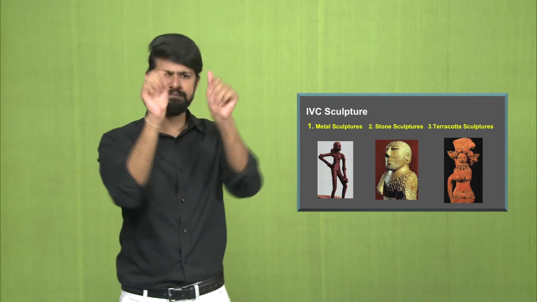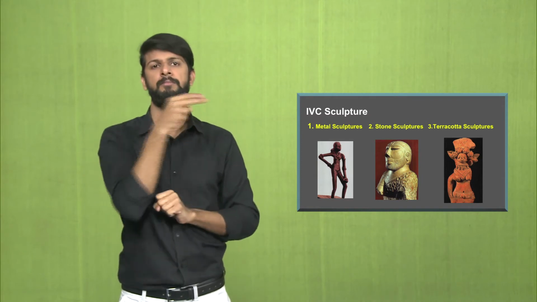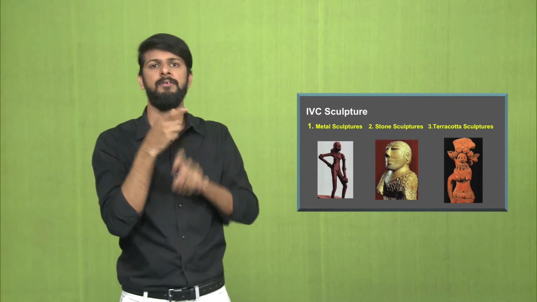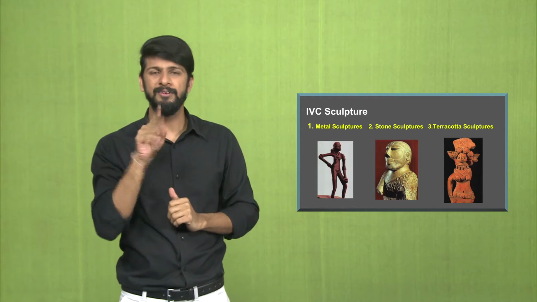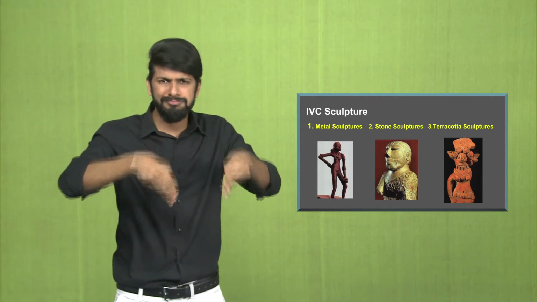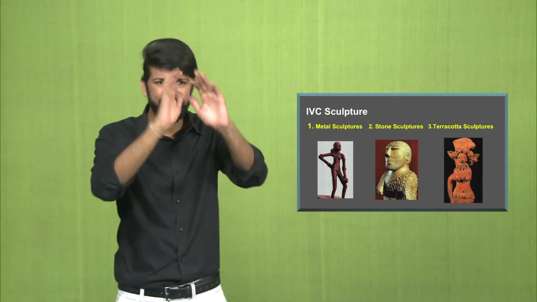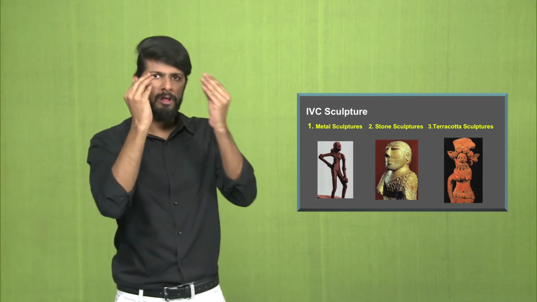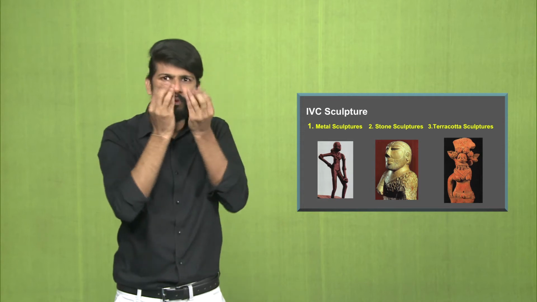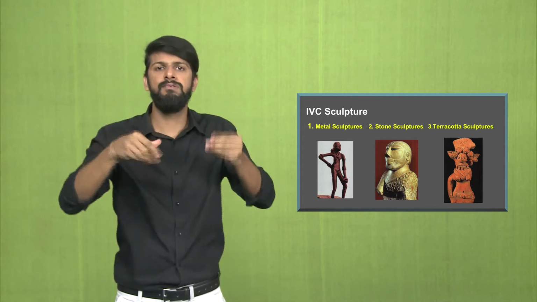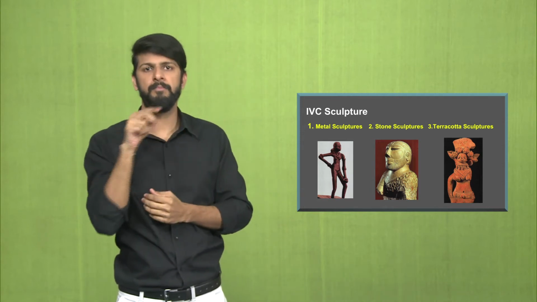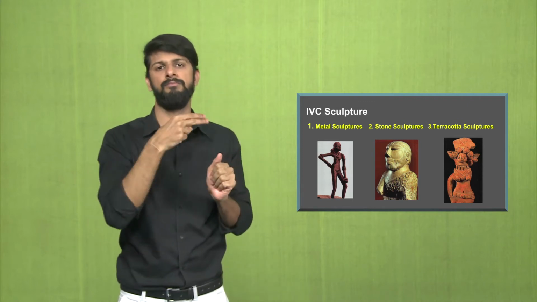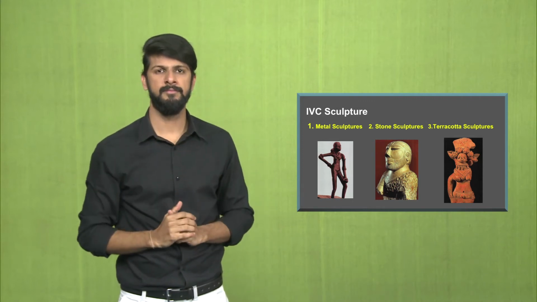Then there were stone sculptures. Different kinds of stones were used to make sculptures. There were different types of tools which were used to make these sculptures. Then we have terracotta sculptures, which is basically baked clay which was dried, and then pellets and small balls of clay were used to decorate the models further. So there were three types of sculptures.